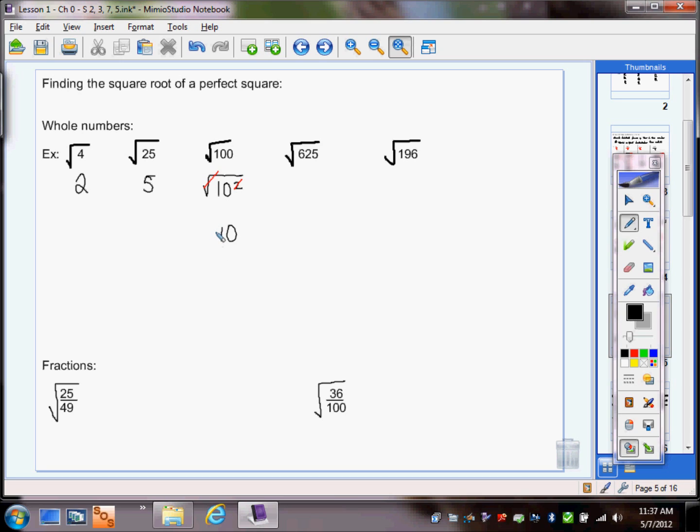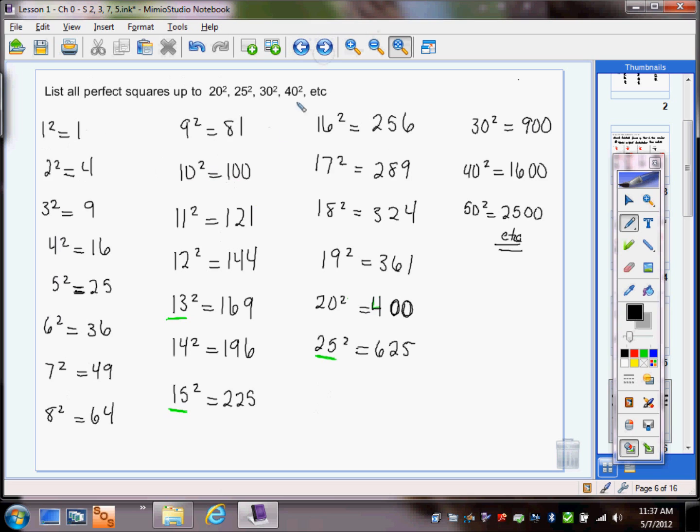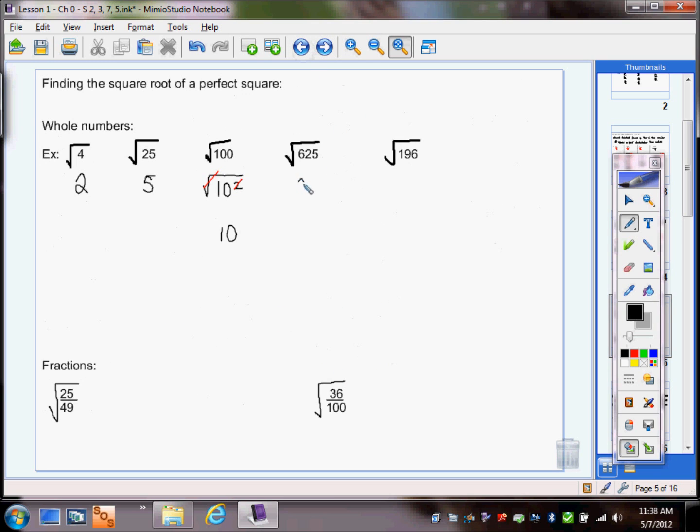It's sort of like if you add and subtract, they cancel each other out, or if you multiply and divide, they cancel each other out. So that's what you were doing here. So here I say the square root of 625. So if I look on my list and I find 625, yeah, it's 25, exactly. And 196? 14.